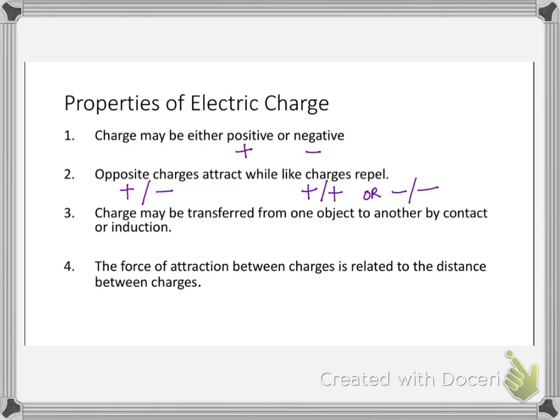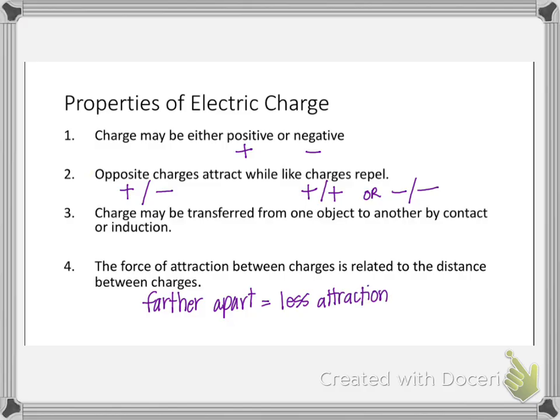Now, number 3, charge can be transferred from one object to another, either by the contact of those objects or what we call induction. So charge doesn't have to be stationary, it will move. And number 4 says the force of attraction, so how much two charges are attracted to each other, is related to their distance. So the farther apart, the less attraction. Let me just write that. If they're farther apart, this equals less attraction.